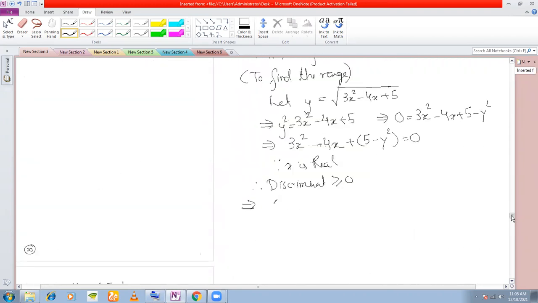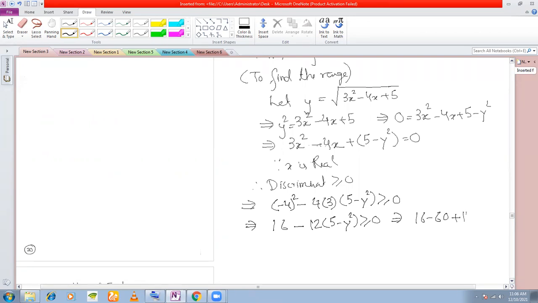So you have b square minus 4ac greater than or equal to 0. That means you have 16 minus 12 times (5 minus y) square is greater than or equal to 0. That means you get 16 minus 60 plus 12y square is greater than or equal to 0. That means you get minus 44 plus 12y square is greater than or equal to 0.